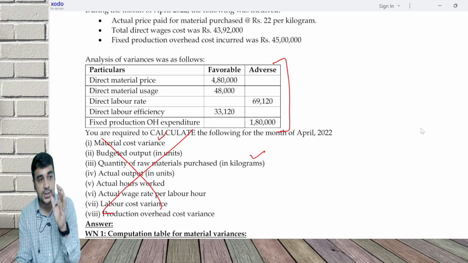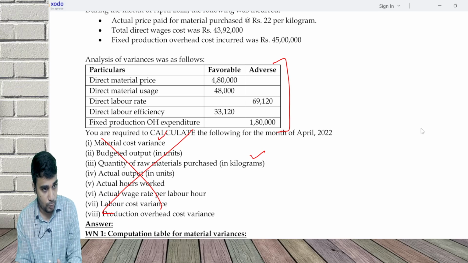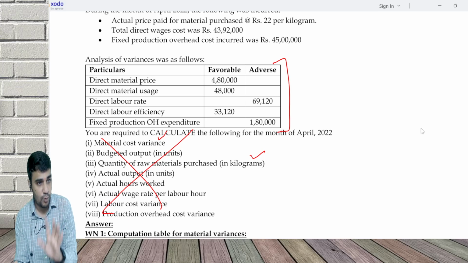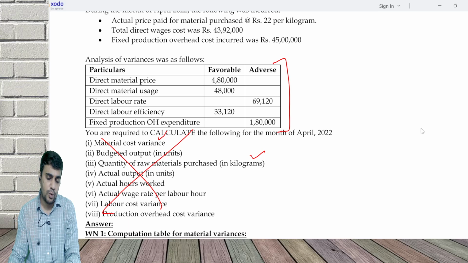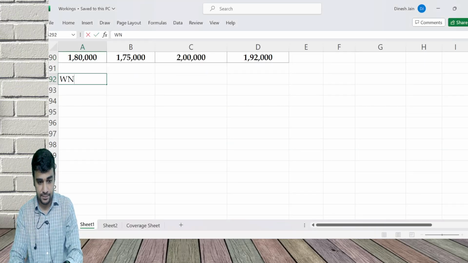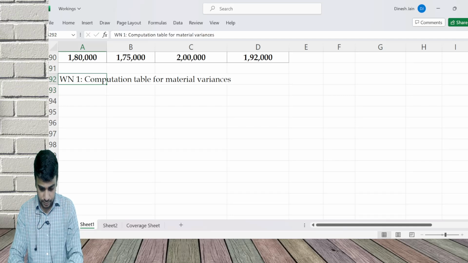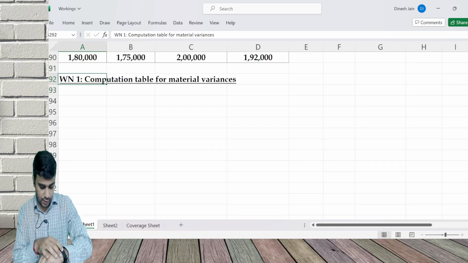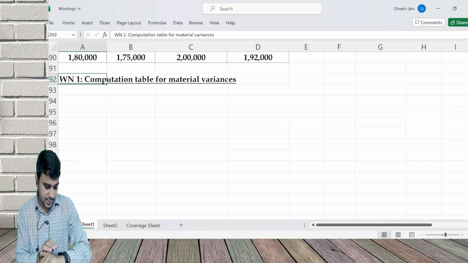So our first objective is to complete the table. Once that is done, we'll see what is the requirement of the question. Working note 1, computation table for material variances.